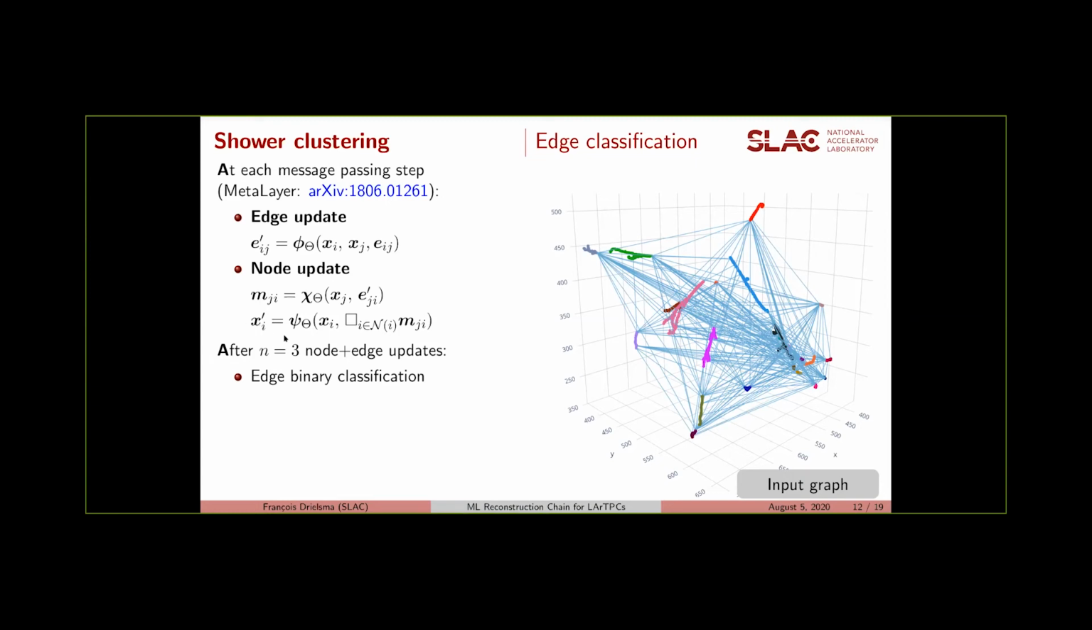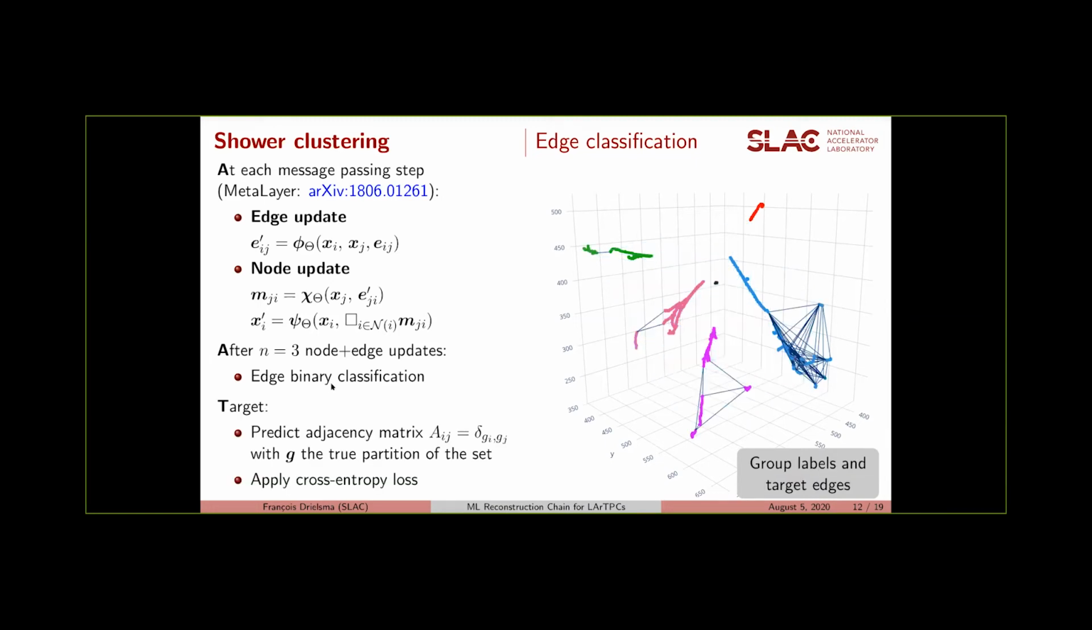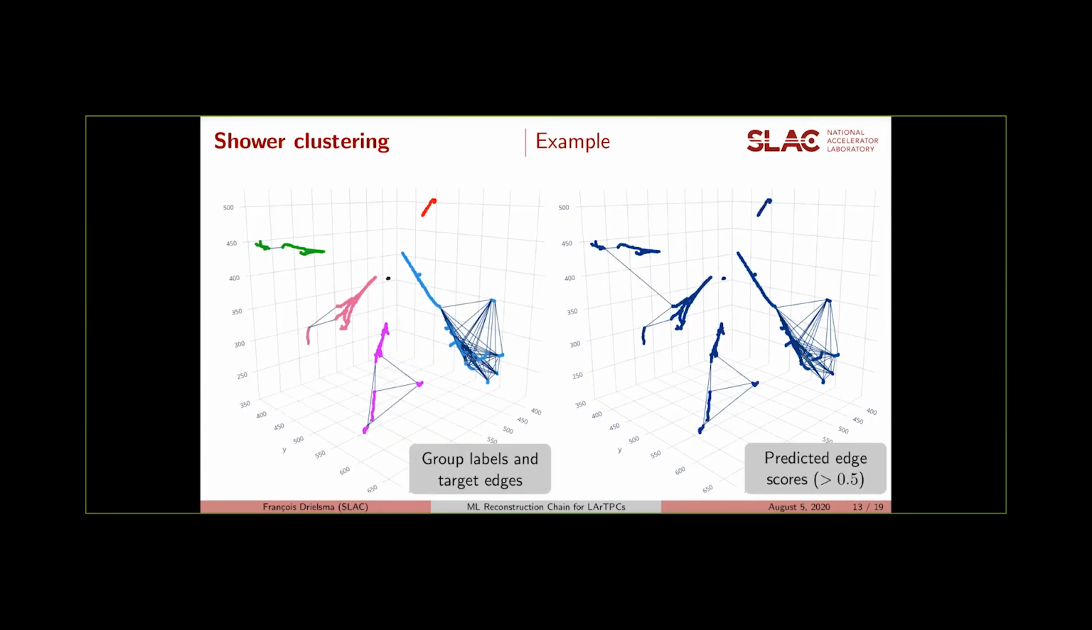And to update the node features, what you do is you take a function of the node features of the previous step and some aggregation of the messages that are coming to this node from adjacent nodes. And so after repeating this process three times, you can do edge binary classification. And what you're trying to predict is that if an edge connects two nodes that belong to the same group, you'd like the network to predict this edge to be on. And if it connects two nodes that belong to separate shower groups, you'd like the network to predict this edge to be off.